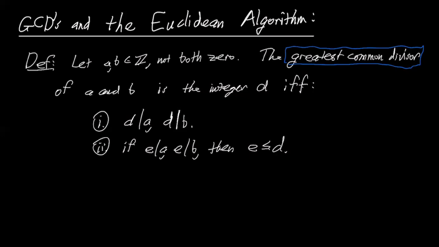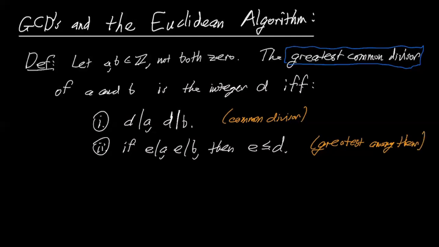So this is the common divisor. It has to be a common divisor, and it has to be the greatest among them, the largest. Okay. So that's fairly standard.